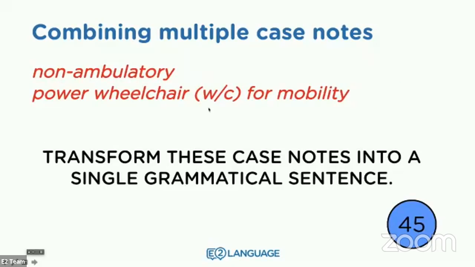Non-ambulatory, power wheelchair for mobility. Let's combine these two case notes into a single grammatical sentence.